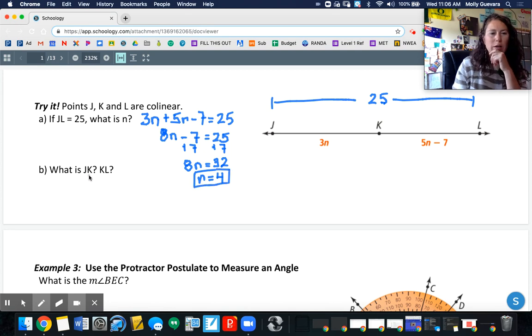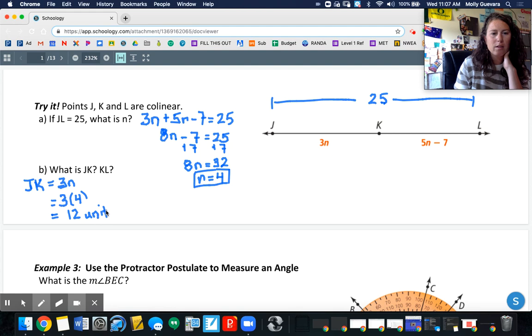Now part B says, what is JK? Well, J to K is 3n. So J to K is equal to 3n. And I know what n is. n is 4. So if I plug that in, 3 times 4, and I get 12 units. 3 times 4 is 12. So 12, and then don't forget your units.